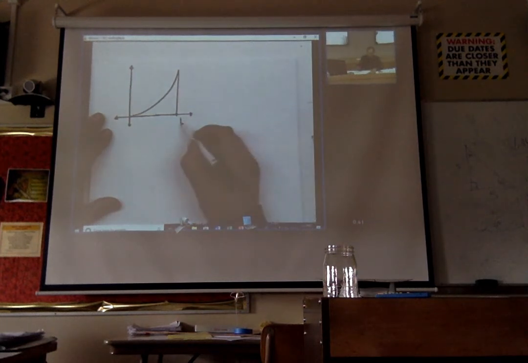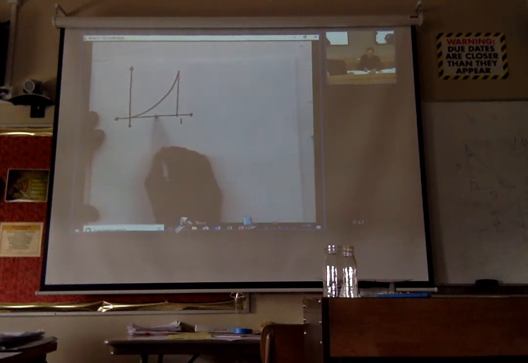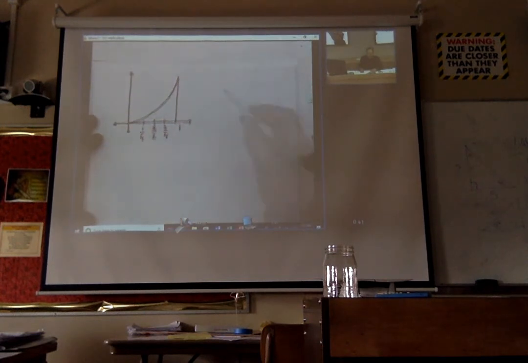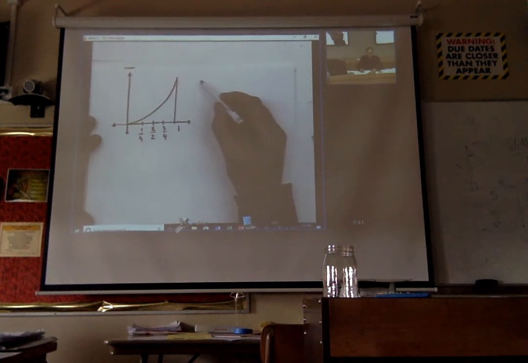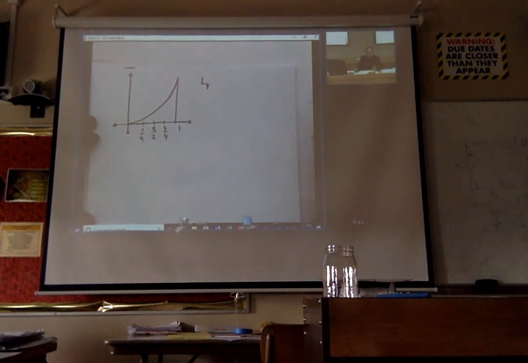Again, we have 1. We're still splitting this into 4. It's still 1 over 4, 1 over 2, and 3 over 4. It's still the same, but this time we are talking about L4. So L4 means what? 4 rectangles from the left. And you have to draw them from the left.